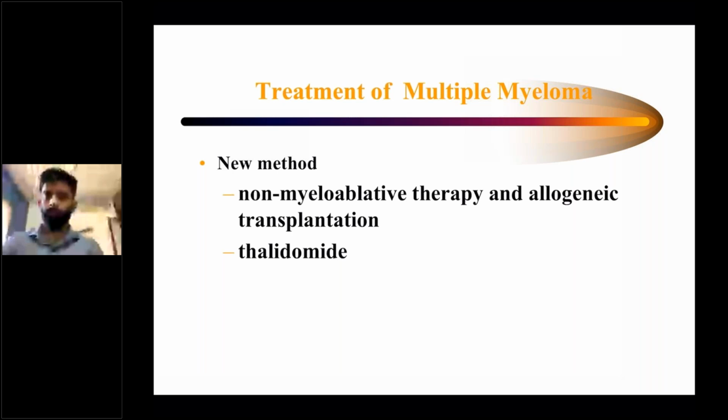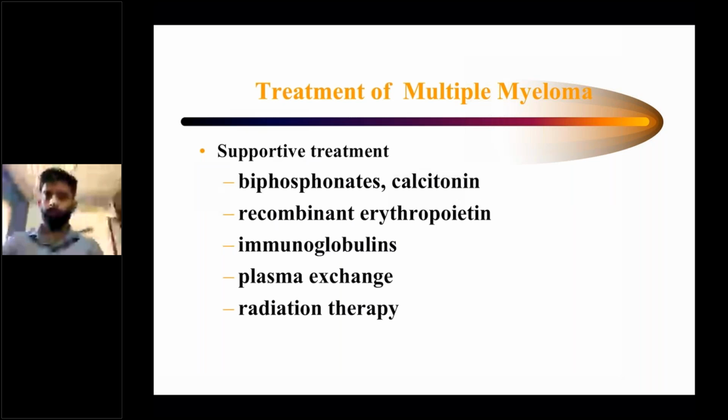There is a protease inhibitor also being used now, bortezomib. Bortezomib is also being used for treatment of multiple myeloma. Supportive therapy in case of hypercalcemia, you can give bisphosphonates and calcitonin. Recombinant erythropoietin for treatment of anemia, immunoglobulins for treatment of infections, plasma exchange for hyperviscosity, and radiation therapy for severe disease. So that is the treatment of multiple myeloma.